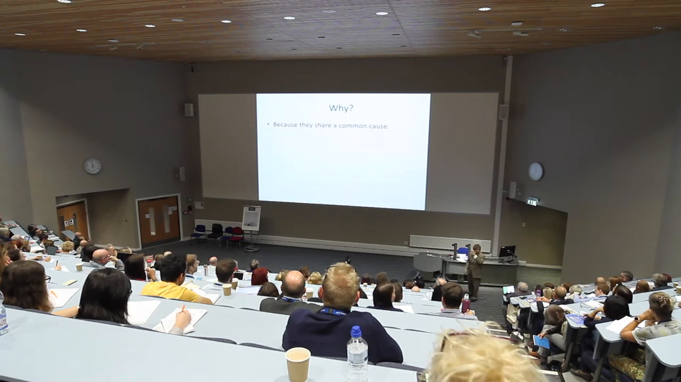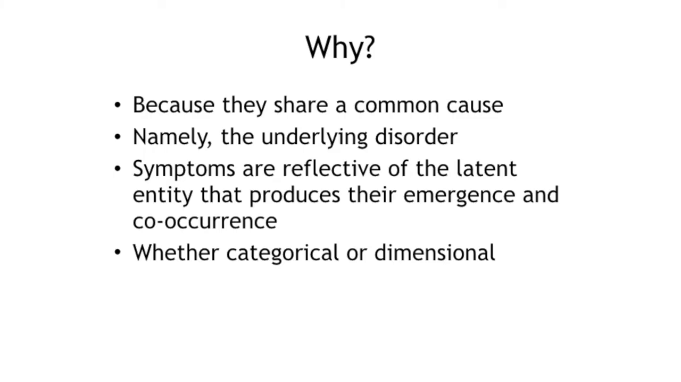The standard view, the received view in our field, is that they share a common cause, namely the underlying disorder, the disease entity. Symptoms are deemed to be reflective of the latent entity that produces their emergence and co-occurrence. By latent, I mean something that's not directly observable, but is potentially observable, and that is the engine, this common cause that is driving the emergence of the symptoms and their co-occurrence. Now, this holds for the categorical ideas implicit in our DSMs since DSM-3 onward, but also for dimensional models. For example, Dave Barlow has argued that we really need to go back to the future, as he says, and look at neuroticism as this underlying latent dimension that is productive of a diverse range of symptoms.